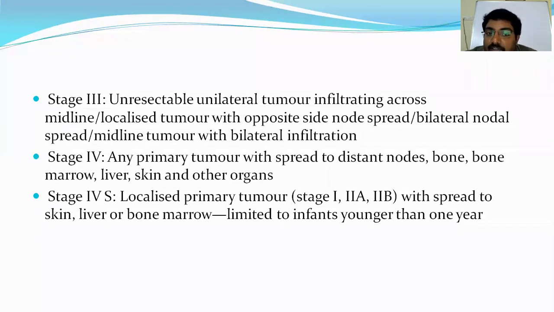Stage 3: unresectable unilateral tumor infiltrating across the midline, or a localized tumor with opposite side nodal spread, and bilateral nodal spread, and midline tumors with bilateral infiltration. Stage 4: any primary tumor with spread to distant nodes, bone and bone marrow, liver, skin and other organs. And 4S is a localized primary tumor with spread to the skin, liver and bone marrow.